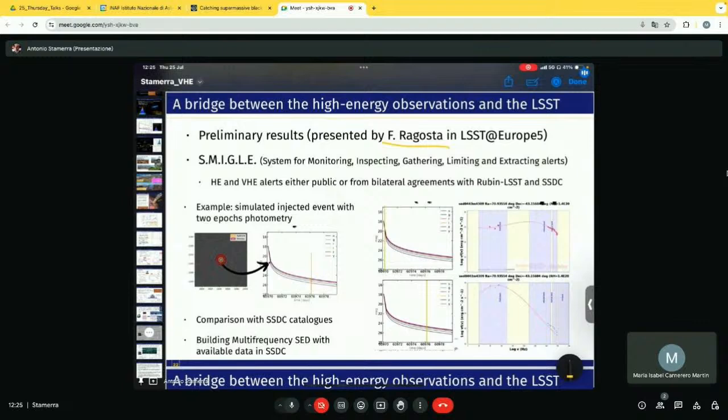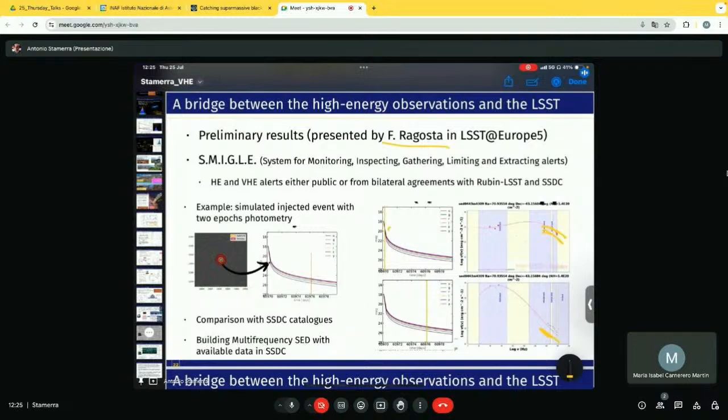The idea is the following. There is an example. Ragosta simulated a QF photometry by Rubin with the decaying source here. And what he did was to match this photometry with the spectra by LST that you can see here, with the spectral energy information available in the SSDC.